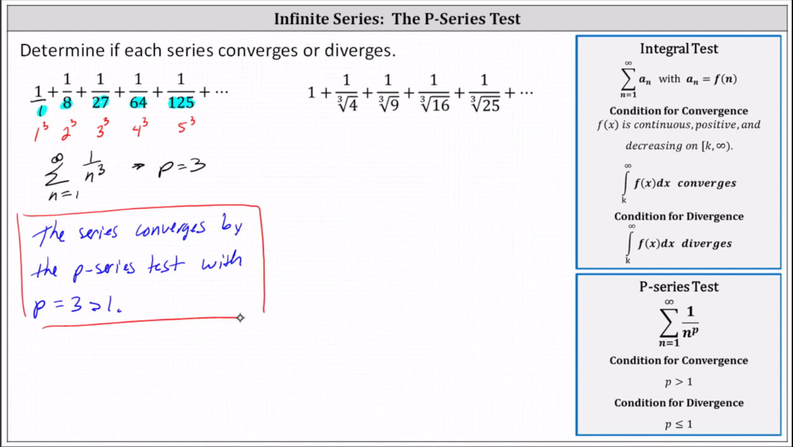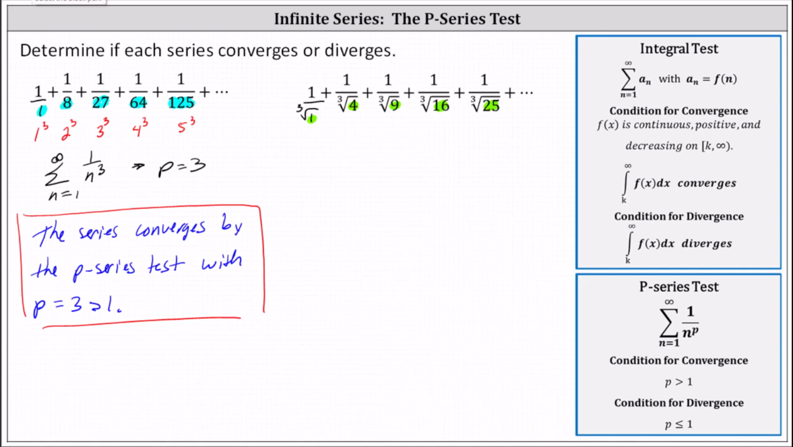Let's look at the second example. We have 1 plus 1 divided by the cube root of 4 plus 1 divided by the cube root of 9 plus 1 divided by the cube root of 16, and so on. Let's first write 1 as a fraction, and to fit the pattern, let's write 1 as 1 divided by the cube root of 1. And now focusing on the radicands, we have 1, 4, 9, 16, 25, and so on, which should remind us of perfect squares.